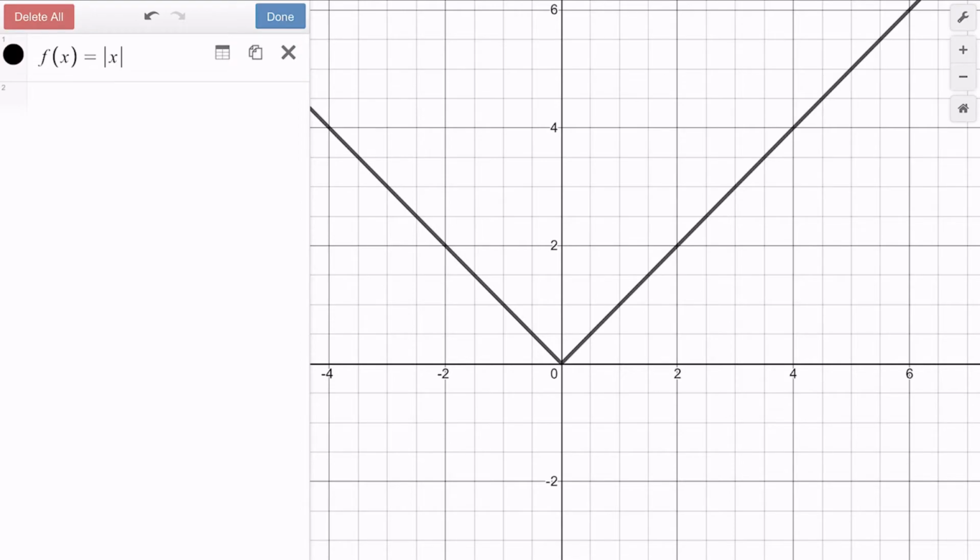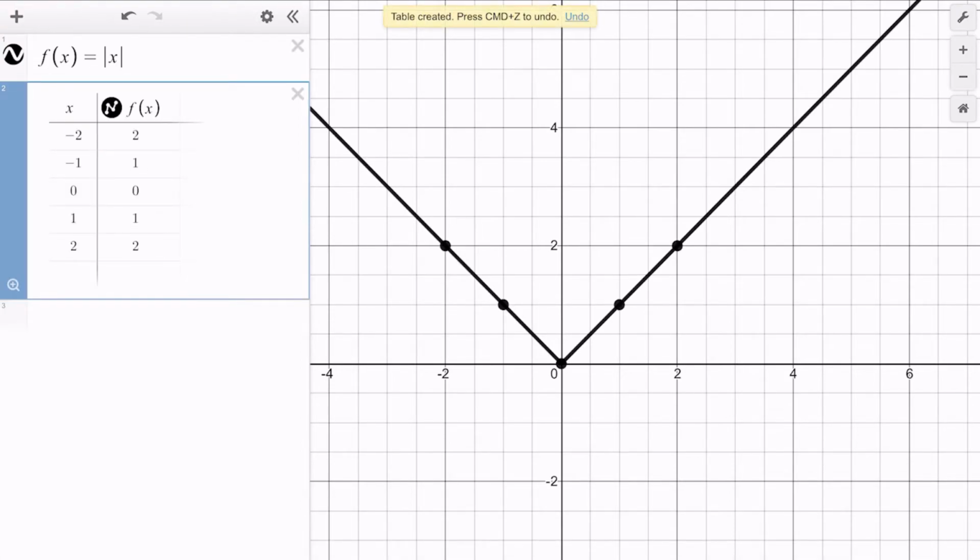If I want, I can look at a table of values for this. This is just for a few of the numbers from negative 2 all the way to 2. And you can see that the absolute value function is symmetrical around the y-axis. So a very nicely behaved function.